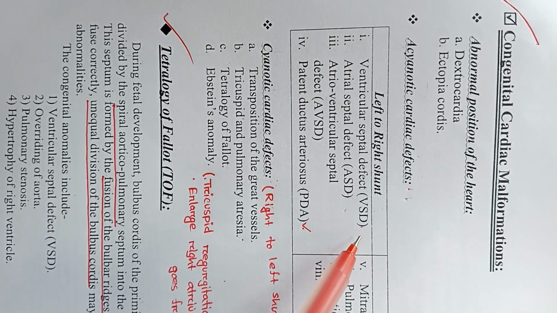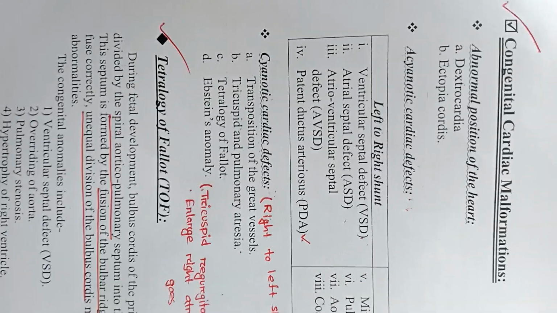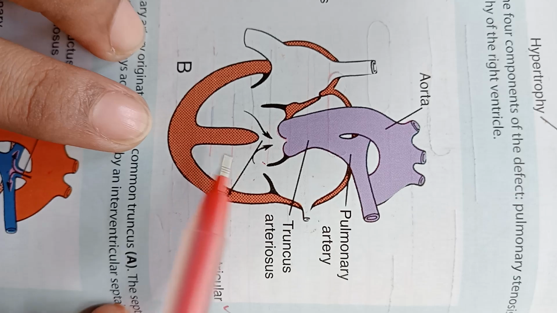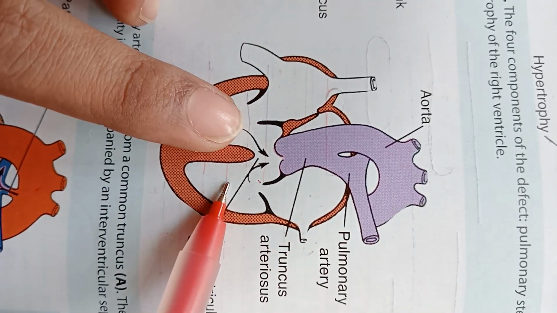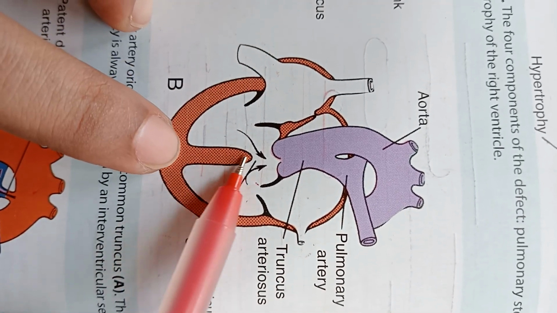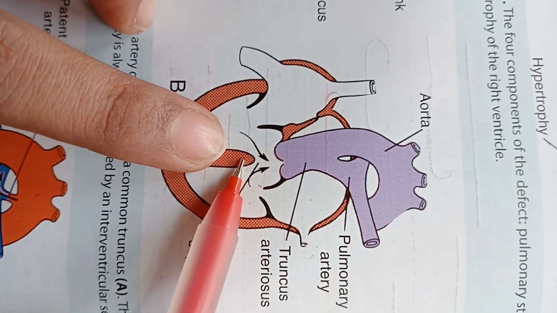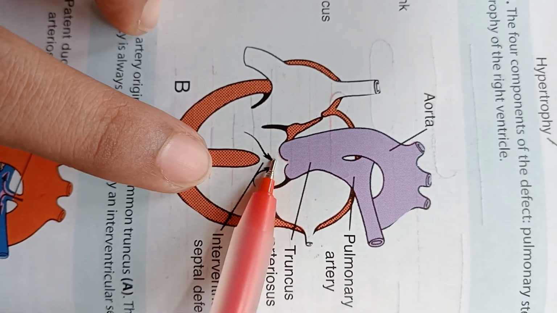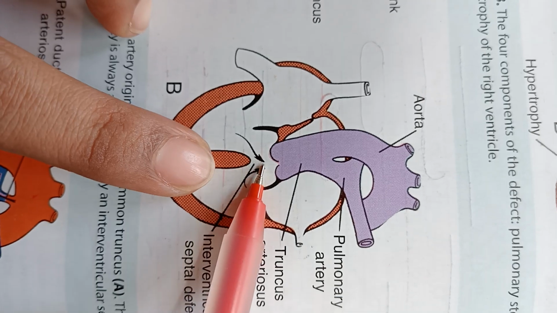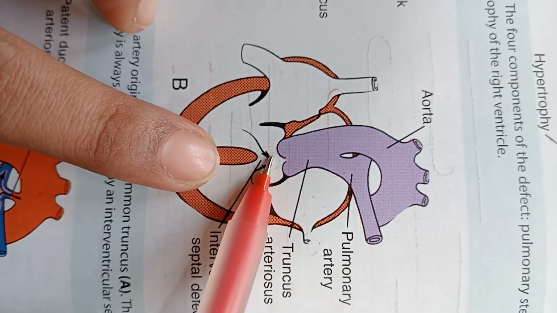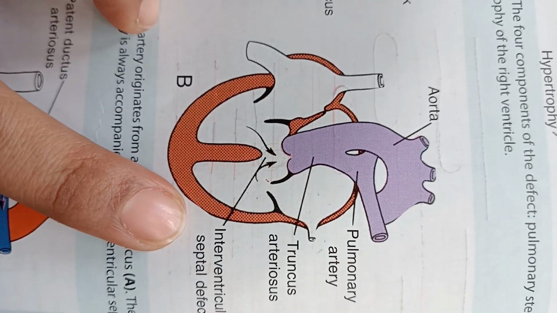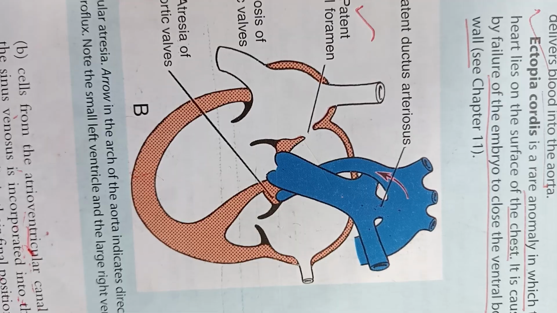So, what is ventricular septal defect? We know in between the two ventricles, right and left, there is a muscular part, and in the upper portion is the membranous part. If the membranous part fails to fuse with the muscular part, there is a gap or defect. This is known as the interventricular septal defect.